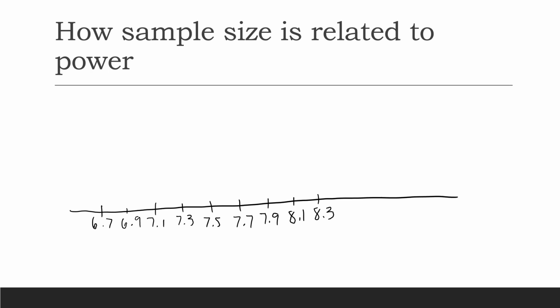Okay, so remember, when we had a sample size of n equals 30, our standard error was 0.2. And to find the power, what we did is we said, okay, I've got this null model with a mean of 7.7, and I found my rejection regions down here.